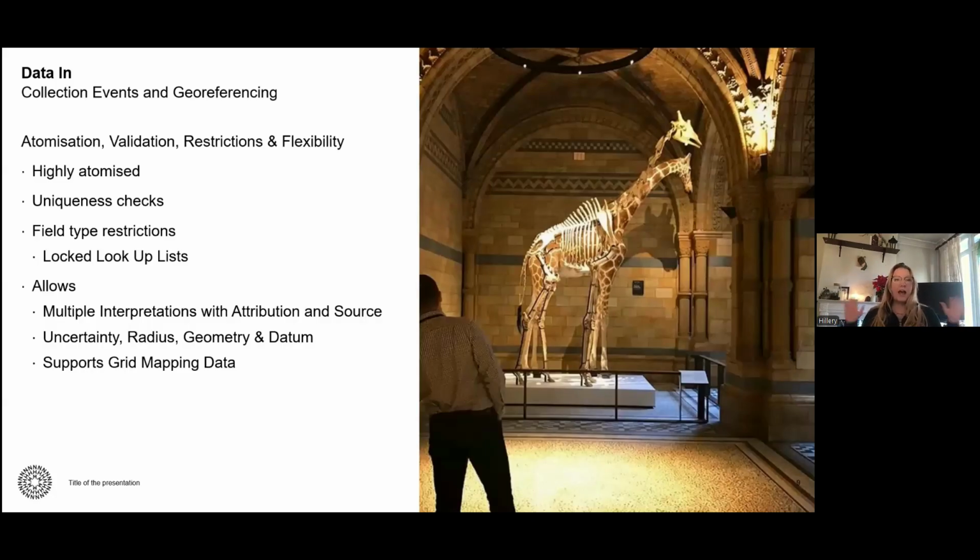So now that we're in the sites module, and we're only talking about sites data, I'm going to talk about how we atomize, validate, and the kind of restrictions we've put in place and the level of flexibility we have in our CMS. So it's highly atomized. If we can split the data up, we do. So a field for every single concept as much as possible. We have some free text fields for good reasons, but if you can split that data up and put it into a categorized field, that's what we want you to do.